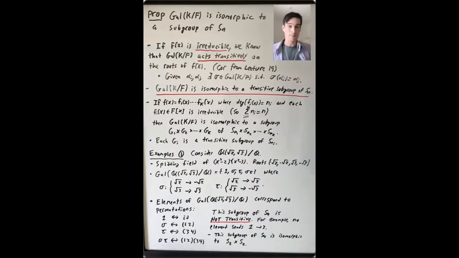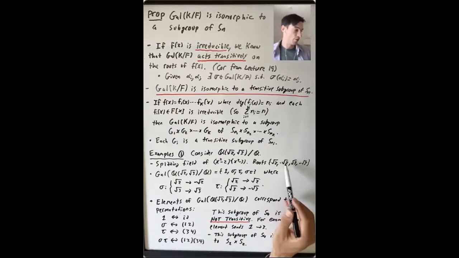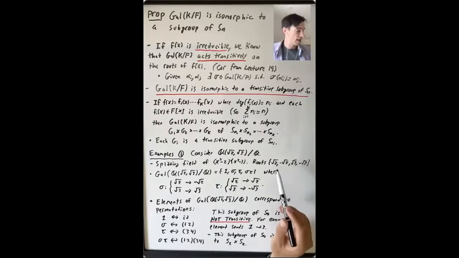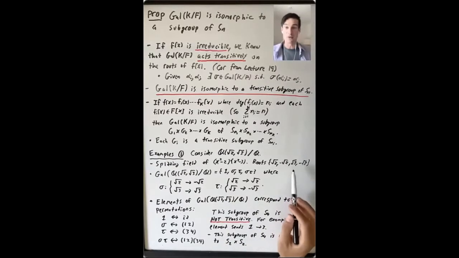Okay, so what I'll point out now is that there was some choice here in how we labeled the roots: square root of 2, minus square root of 2, square root of 3, minus square root of 3. We could choose a different ordering, say square root of 2, square root of 3, minus square root of 2, minus square root of 3. And then now sigma would correspond to (1 3) instead of (1 2). So we would get a different subgroup of S4, but it would be isomorphic. So different labelings give different subgroups, but the isomorphism class of the subgroup of Sn that you get does not depend on how you order the roots.